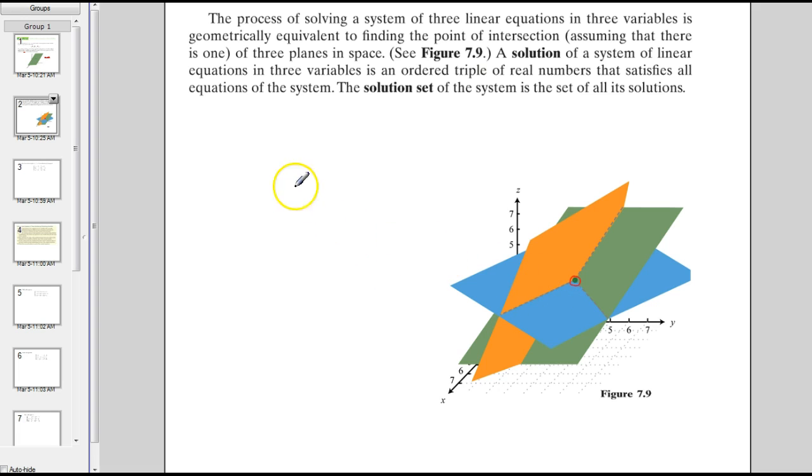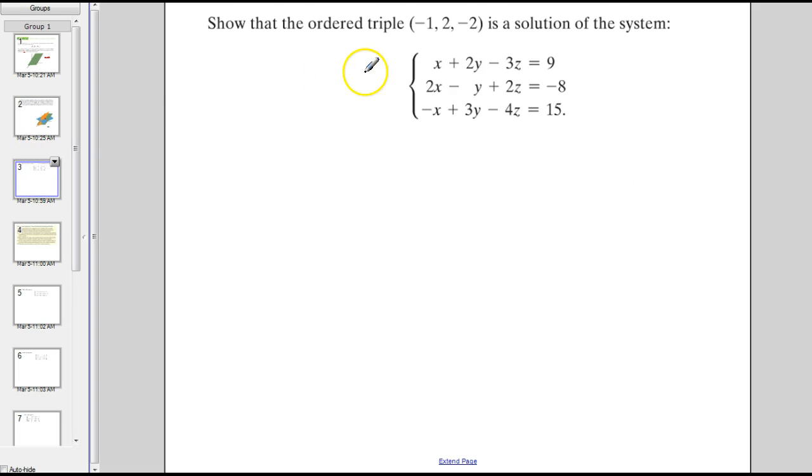Now, we obviously won't do these geometrically like you could easily do if they're two-dimensional, because of the complexity of plotting things in 3D. But we will do the other two methods. We will use substitution, and we will use a lot of elimination, or the addition method, in solving these 3x3 systems.